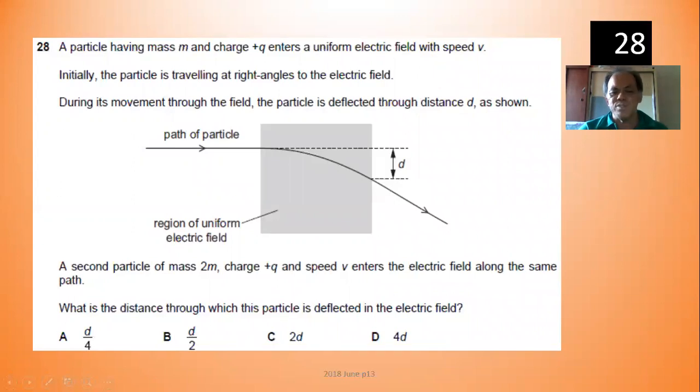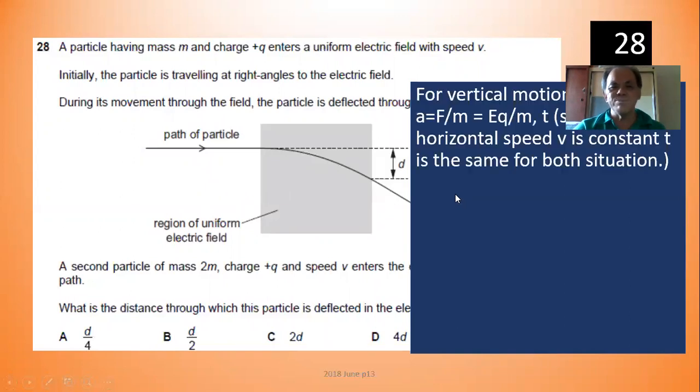So this is like projectile motion. You throw the object horizontally, that's how it moves. A second particle of mass 2m, the same charge, the same speed, enters the field along the same path. What is the distance through which the particle is deflected in the electric field? You want to find the new d in terms of this small d.